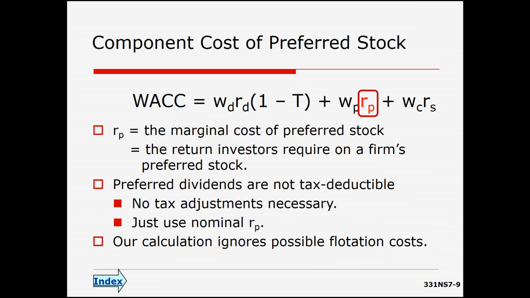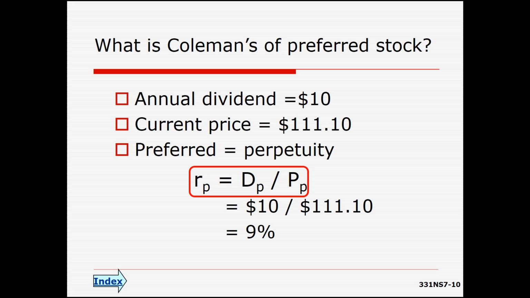Moving across the equation, our next component is the cost of preferred. Again, we need a marginal cost, the cost to Coleman if they issued preferred stock now. Preferred dividends are not tax deductible, so there's no tax adjustment, and we'll ignore flotation costs at this point. The formula for the cost of preferred is merely the basic constant growth model with growth equal to 0. Also, note that the equation uses the current price, not the par value. Since most common stock doesn't have a par value, this doesn't come up with common, but preferred frequently does. The cost of preferred is equal to $10 divided by $111.10, 9%.